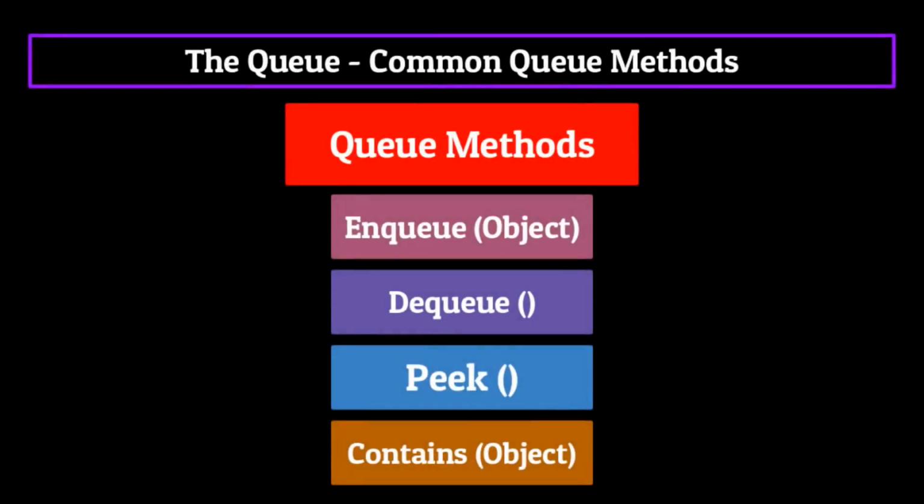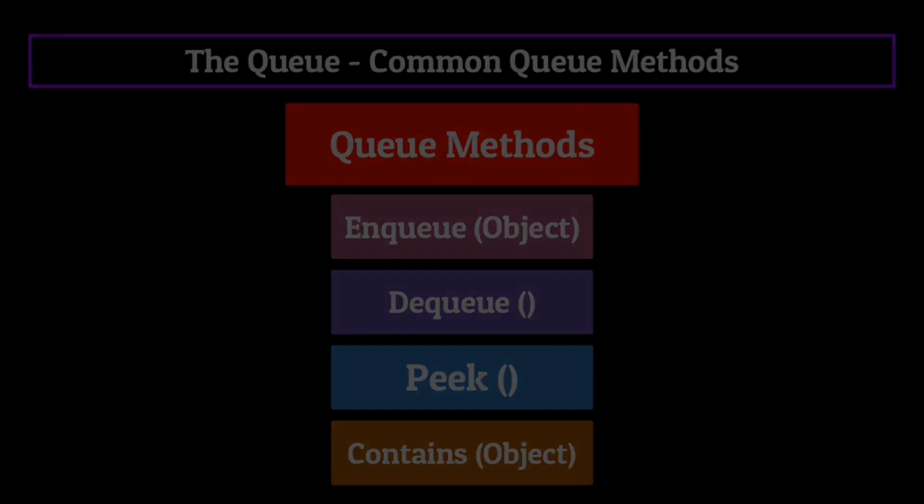And there they are all together now: onQueue, dQueue, peek, and contains. 4 methods which will help you utilize a queue to its maximum efficiency. Speaking of efficiency, that takes us perfectly into the time complexity equations for the queue.